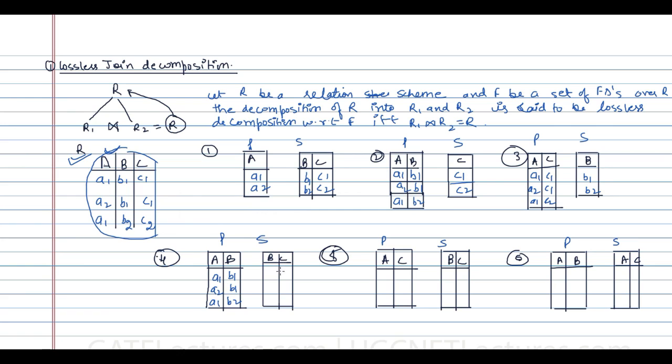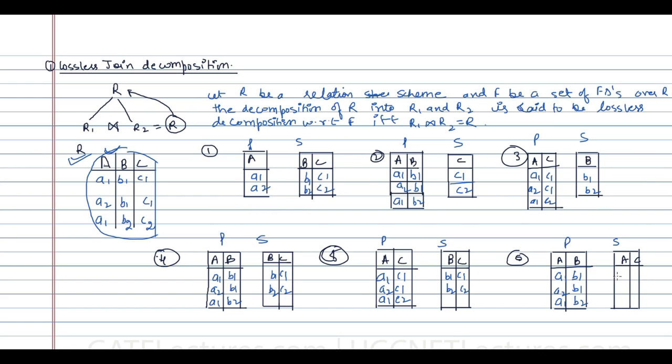In B and C you will have B1, C1, B2 and C2, and in this case it is AC, so it is A1, C1, A2, C1 and A1, C2. In this case we'll have B1, C1 and B2, C2. Here A1, B1, A2, B1 and A1, B2.